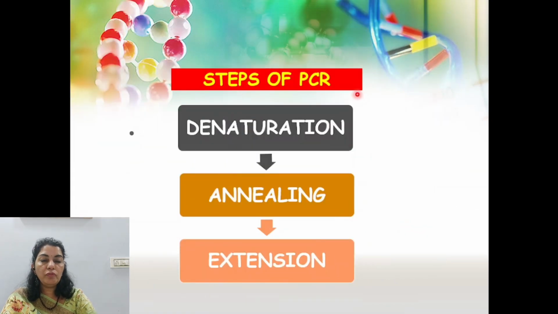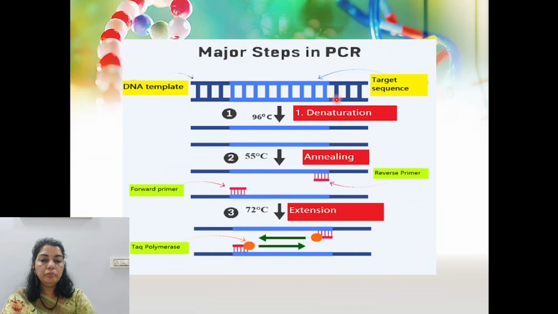Now, let's see the steps of PCR. PCR involves 3 steps. First is denaturation, second is annealing, and third is extension. Let's study them in detail. So, the first step, denaturation, is carried out at a very high temperature, that is 92 to 96 degrees Celsius. At this high temperature, the hydrogen bonds present between the complementary strands of the DNA molecule break, and thus the two strands get separated. That is important, then only the polymerization can be carried out.